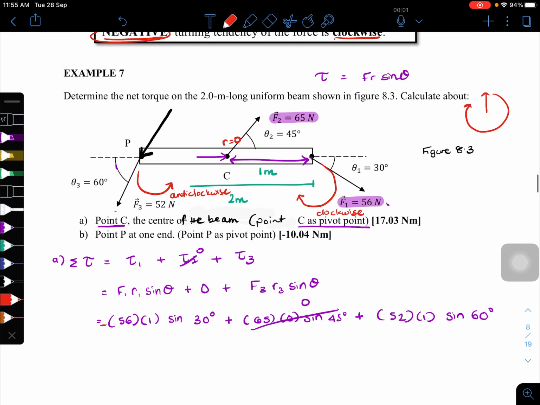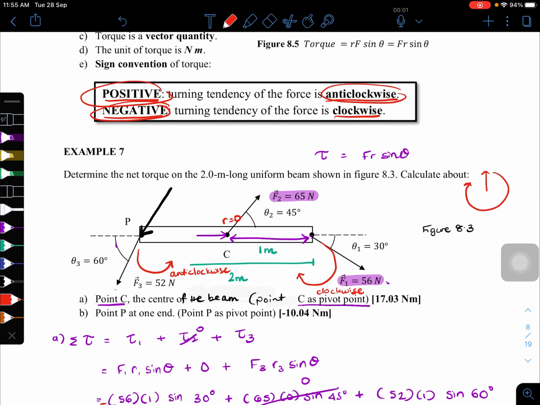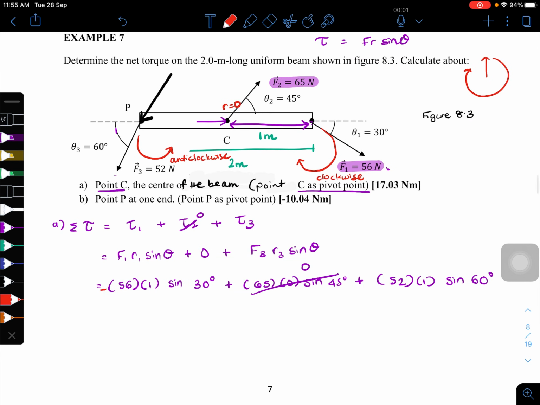Jadi apabila anti-clockwise, dia akan jadi positive. So this one memang positif lah. So we don't do anything about it. Memang positif. Okay. So yang depan ni negatif. Okay. So this one, try to press the calculator. I think you will get your answer to be 17.03 nm. Okay, unit untuk torque adalah nm. Okay, so that is for A lah.